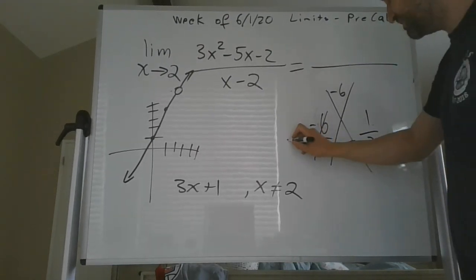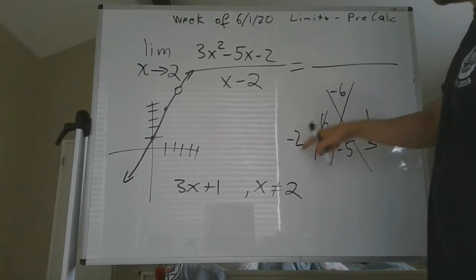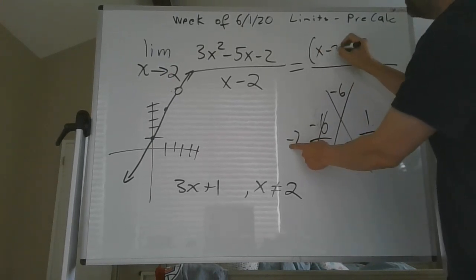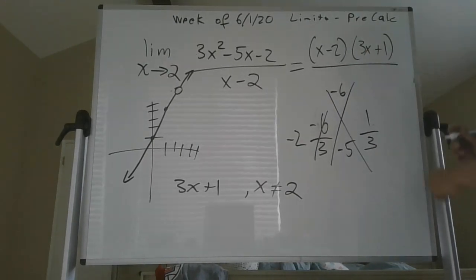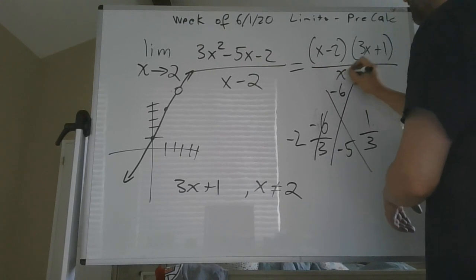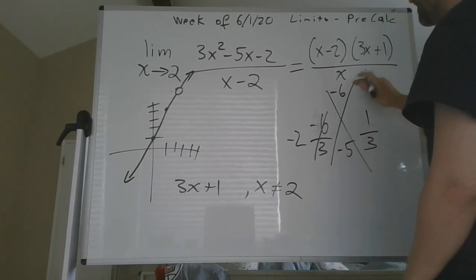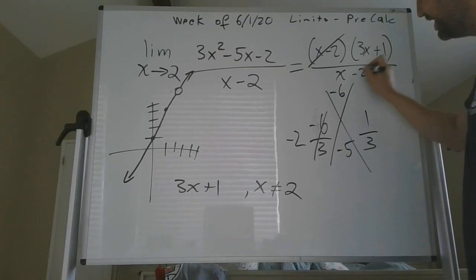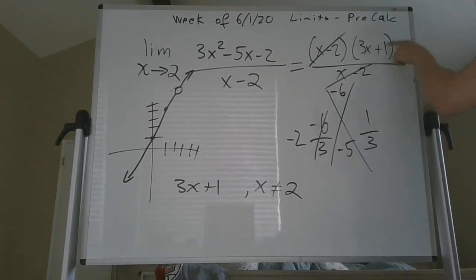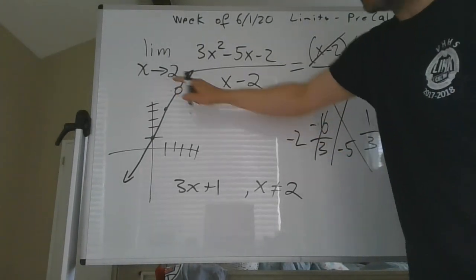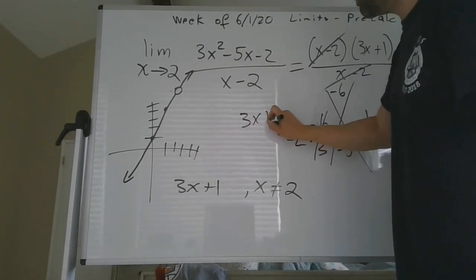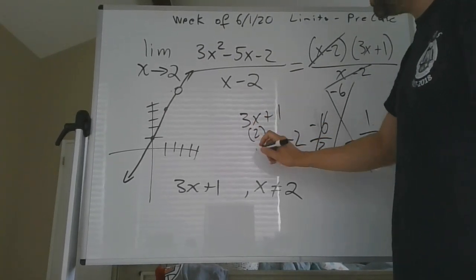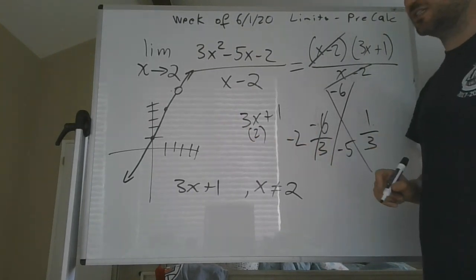This simplifies to negative 2, and that's 1 over 3. So what does that mean? That means x minus 2 is one of the factors, and 3x plus 1 is another factor, all over x minus 2. Let's see what can happen now. We can now cancel the x minus 2's. So what are we left with? 3x plus 1. So if I want to find the limit as x approaches 2, simple: just plug in the 2 and what remains is the 3x plus 1, right? So when we plug in the 2, we get 6 plus 1, which is 7.